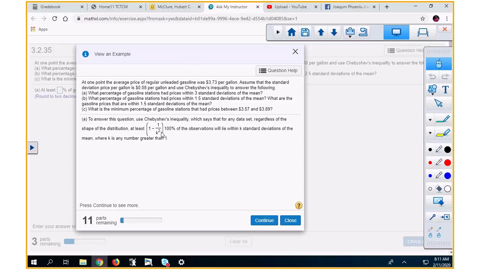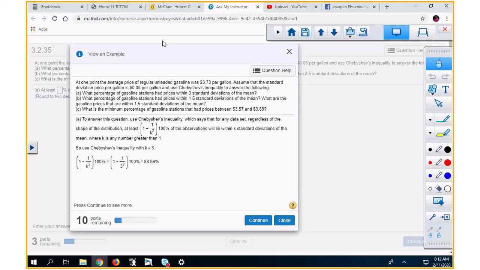So you use that formula right there, and you're going to plug and chug, and that's 1 minus 1 over 3 squared because 3 is k. So that would be 1 minus 1/9, which is 8/9, and 8/9 times 100 is 88.9%. So 88.9% is going to be within 3 standard deviations. Now, draw a picture to understand what you're talking about.